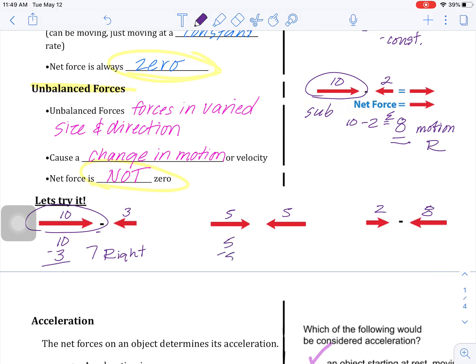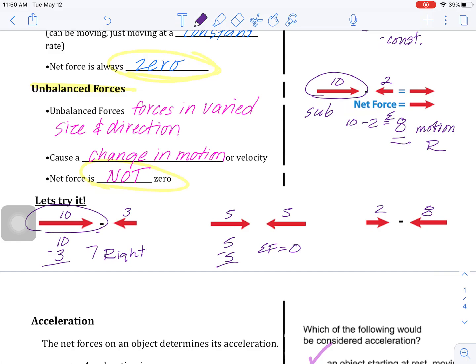Here, again, opposite forces, so I'm going to be subtracting. Net force is going to be 0 or balanced. So I don't have a direction because this object is likely not moving. Again, it could be moving at a constant rate, but I don't have all the details there, so we say either not moving or moving at a constant rate.